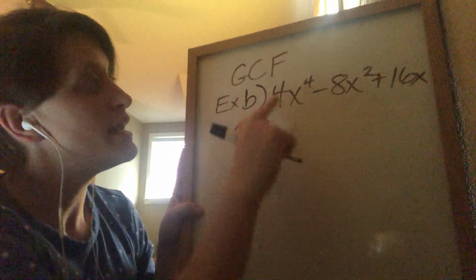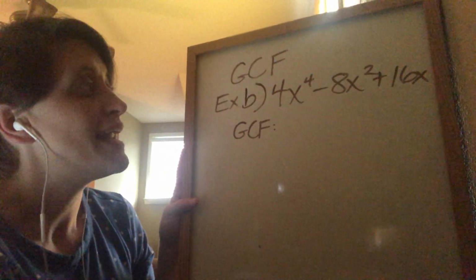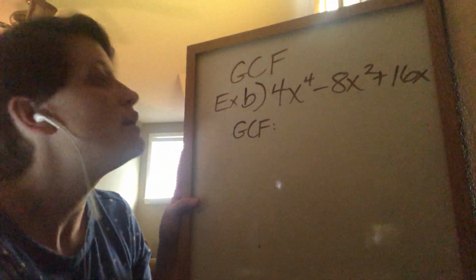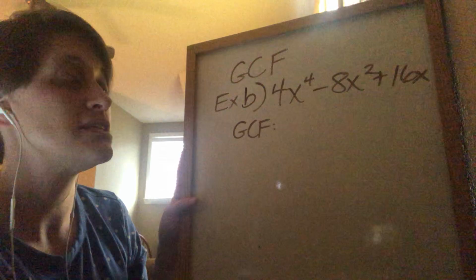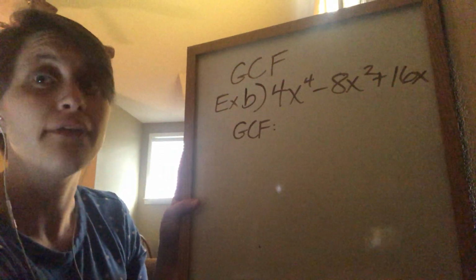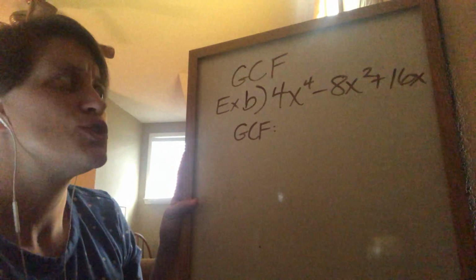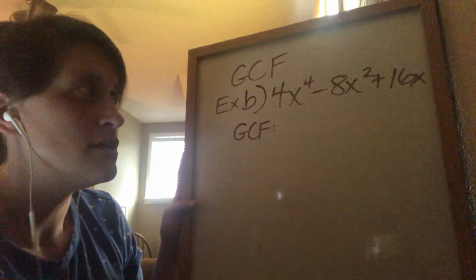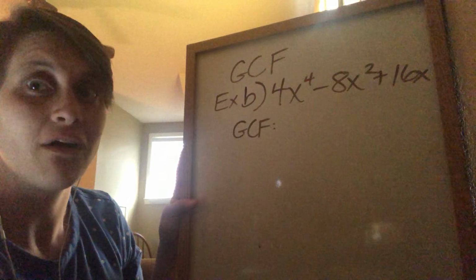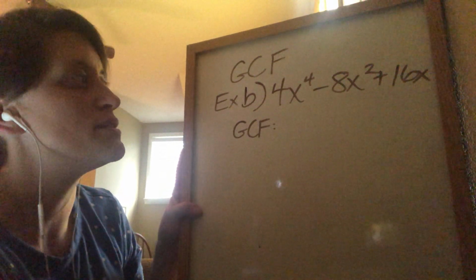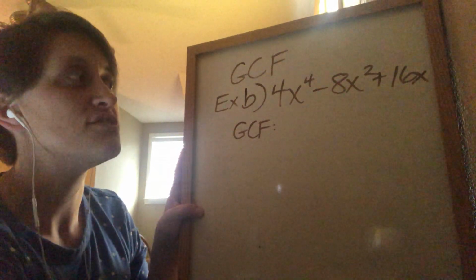So if we start out looking at the 4x to the 4th, that has a factor of 4, which means it also has a factor of 2 and 2. And it has 4 factors of x. So let's keep going to see what the others also contain. If we look at minus 8x squared, it has a factor of negative 8, which means it also has factors of 4 and 2. And really 3 2's if we want to break it down more precisely, and then 2 factors of x.